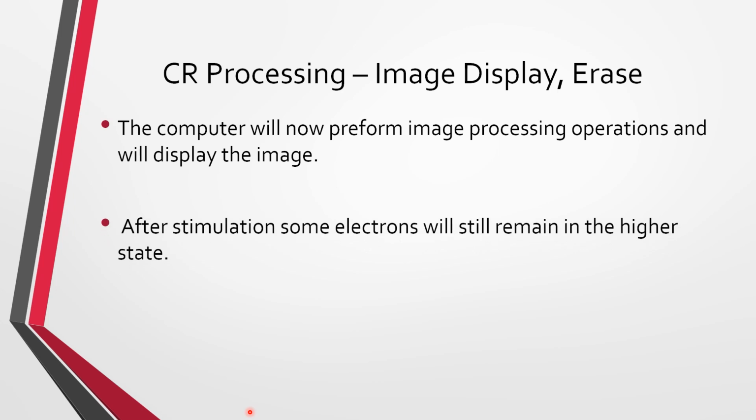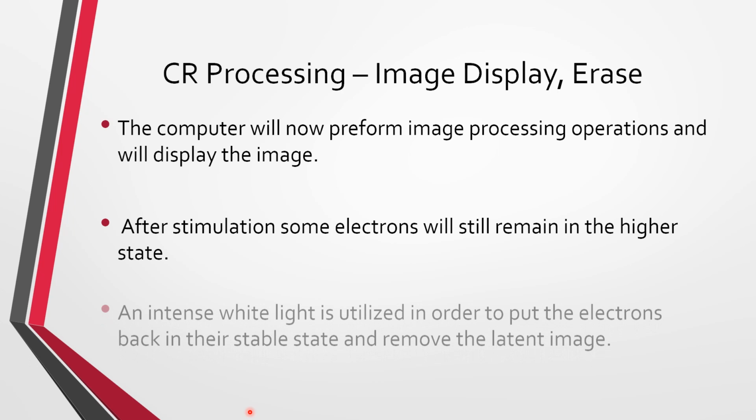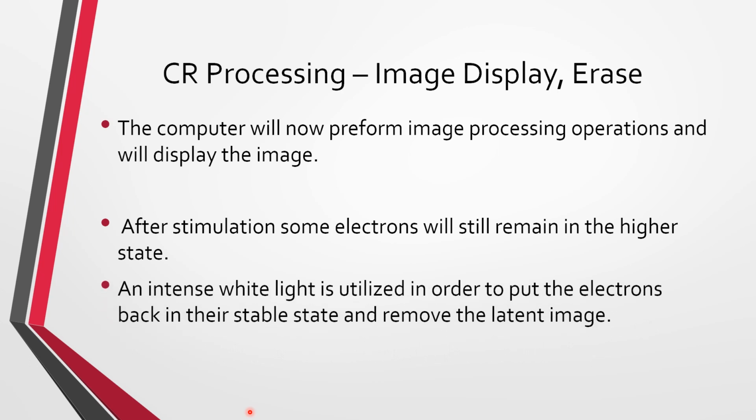After stimulation, some of the electrons will remain in a higher state. An intense white light is utilized in order to put electrons back into their stable state and remove the latent image. So any electrons that didn't get knocked back down by the laser, an intense white light will be used, and this is called the erase step. The cassette is now ejected from the reader and is ready to be used again.